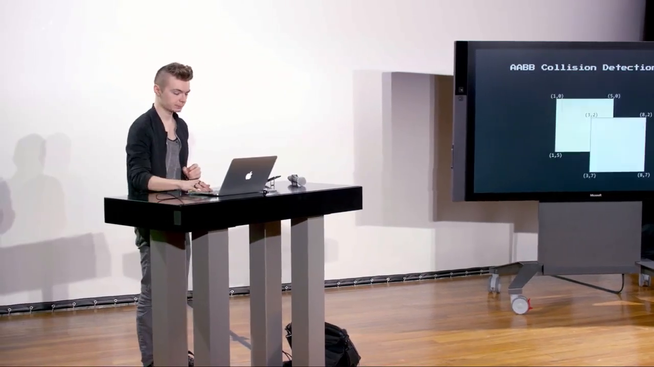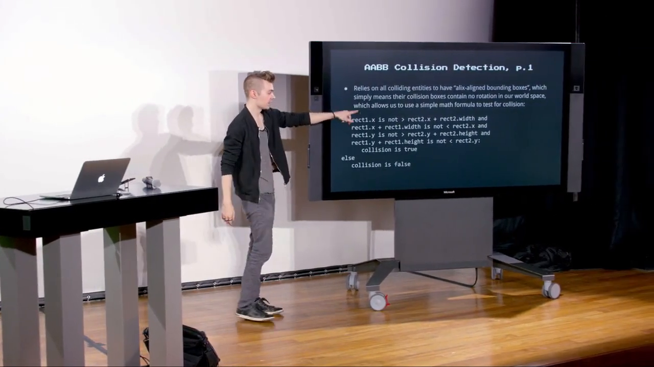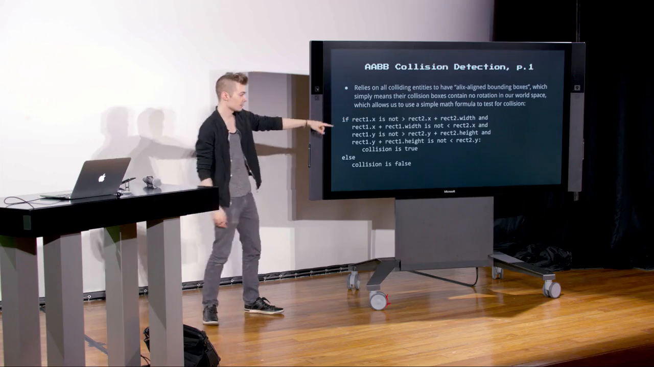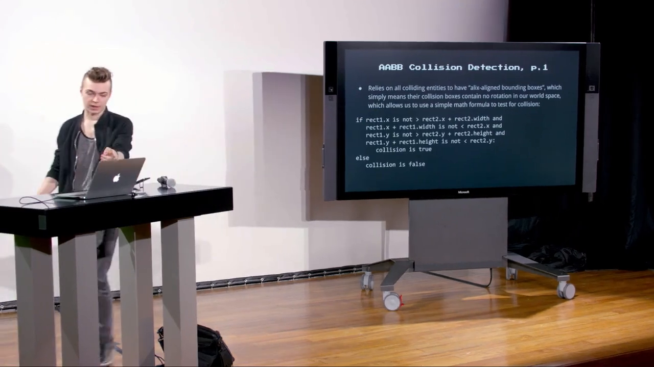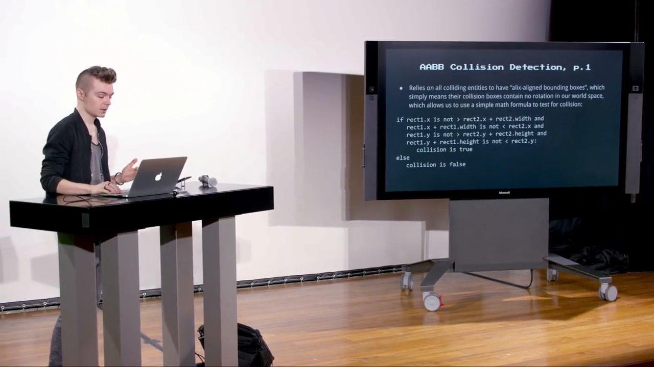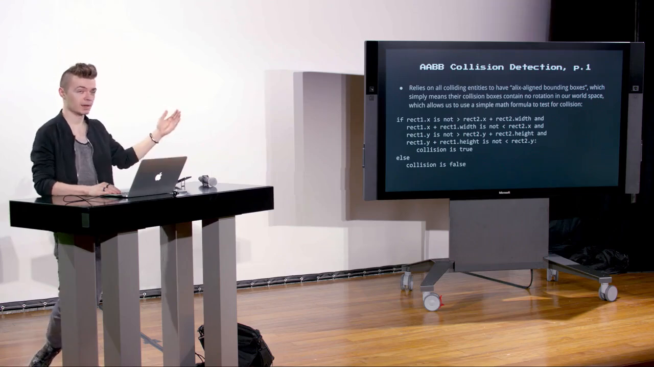We can say if rect1.x is not greater than rect2.x plus rect2.width, and rect1.x plus rect1.width is not less than rect2.x. So if the two edges are not beyond their opposite edges. Same thing with the y and the y plus rect1.height. We know that we have a collision.